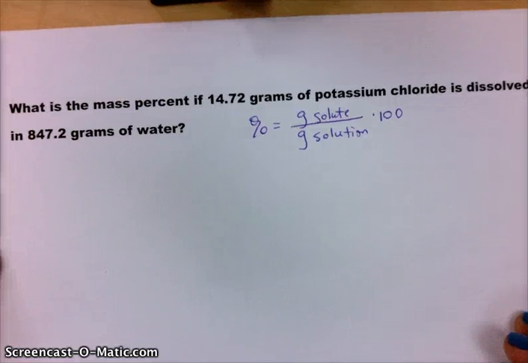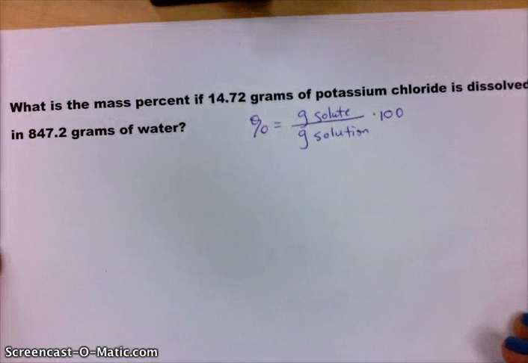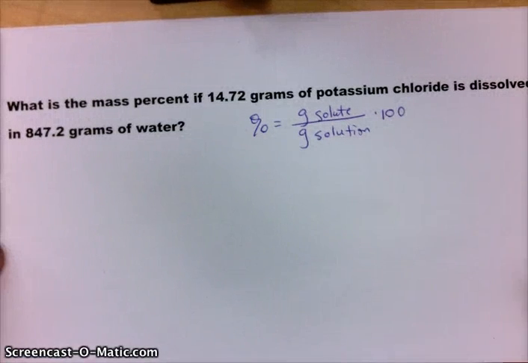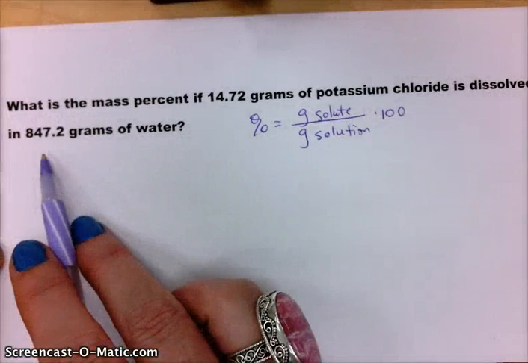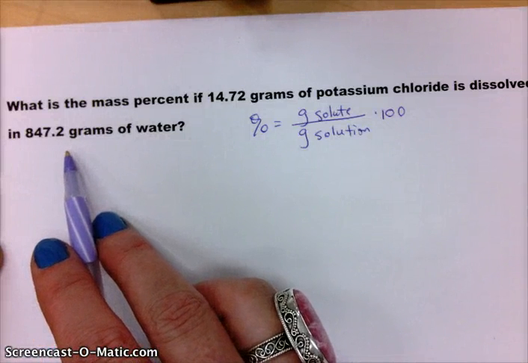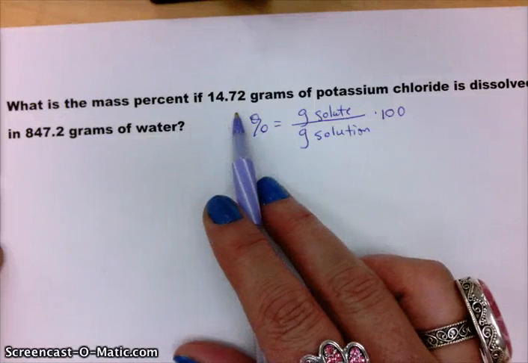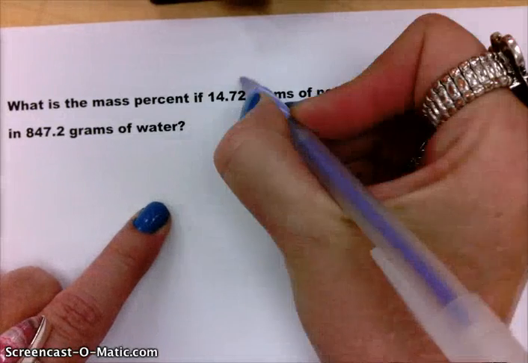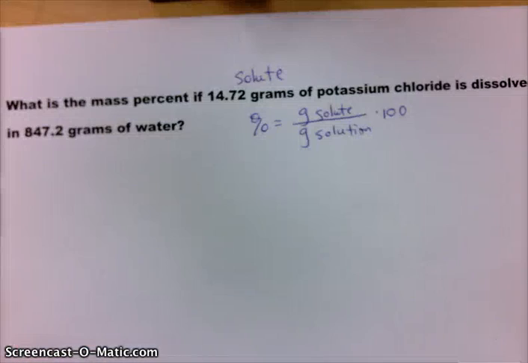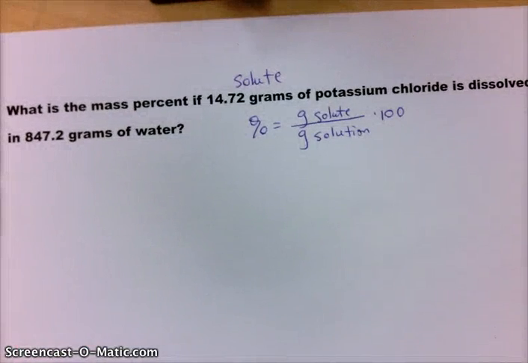All right, great. So let's identify the numbers we have. 14.72 grams, and then we also have 847.2 grams. So which one is the smaller amount? Yes, the 14.72 grams is smaller. The smaller grams is our solute. Our solute is always the chemical we have less of.